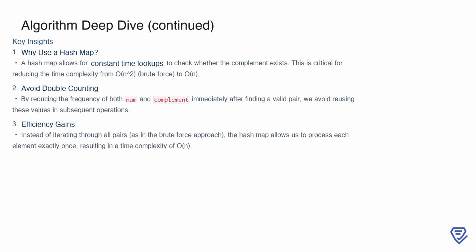The hash map is a crucial component of this solution because it allows us to check for complements in constant time. This is a significant improvement over a brute force approach, which would require checking all possible pairs, resulting in a time complexity of O(n squared).